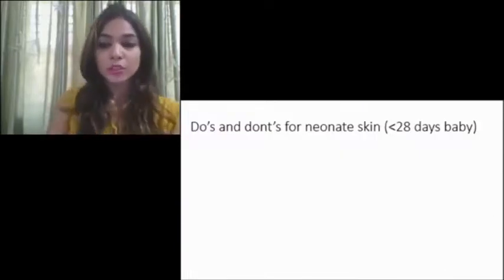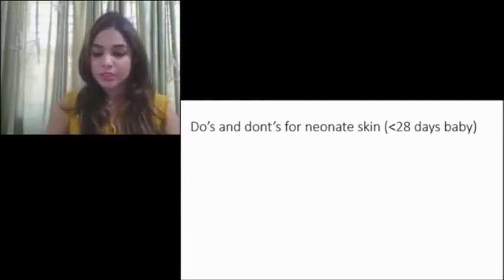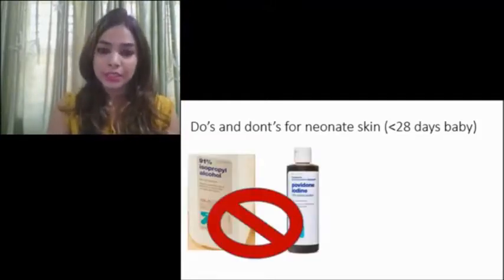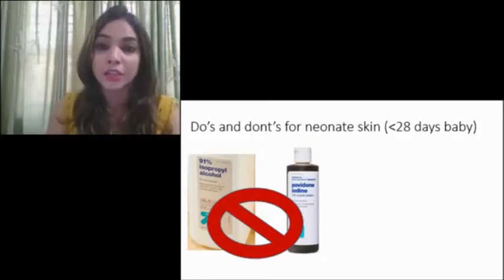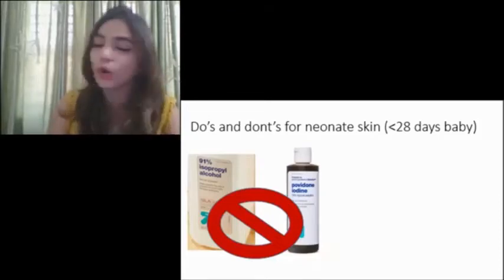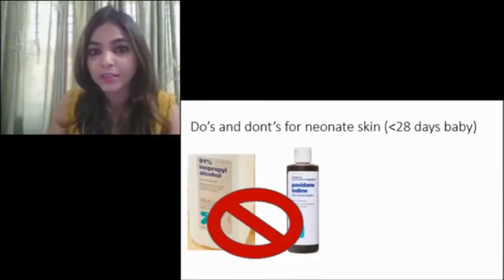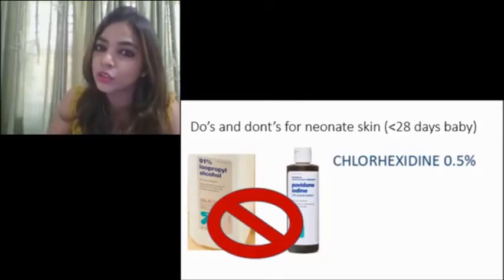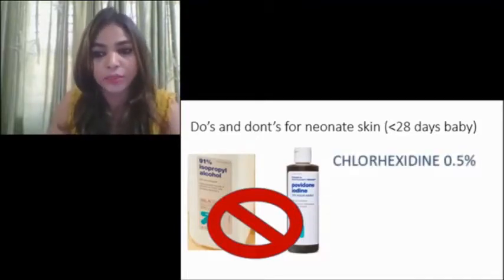So what are the do's and don'ts for a neonate? What is a neonate first of all? A neonate is your child when he's less than 1 month of age. When you are using anything to clean the skin of the baby, it's better you avoid solutions which contain alcohol or povidone iodine. They are not safe for children less than 1 month of age. They can cause irritant contact dermatitis. They can cause necrosis of the skin. You should prefer using chlorhexidine 0.5% without any alcohol in the solution. That will be better. It does not cause any chances of any reaction.